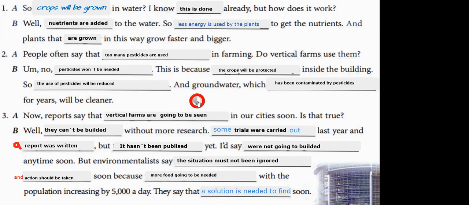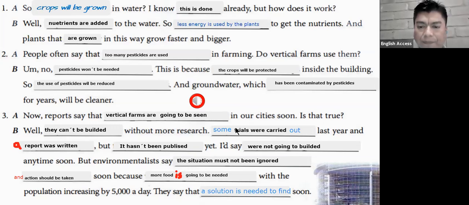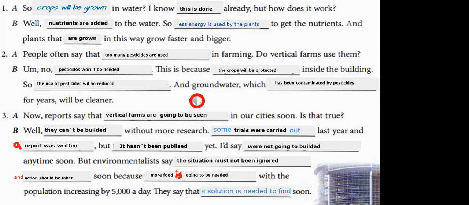More food is going to be needed. In the next line, the verb to be. And the last one? I think that is correct, but I don't know. Listen and check.